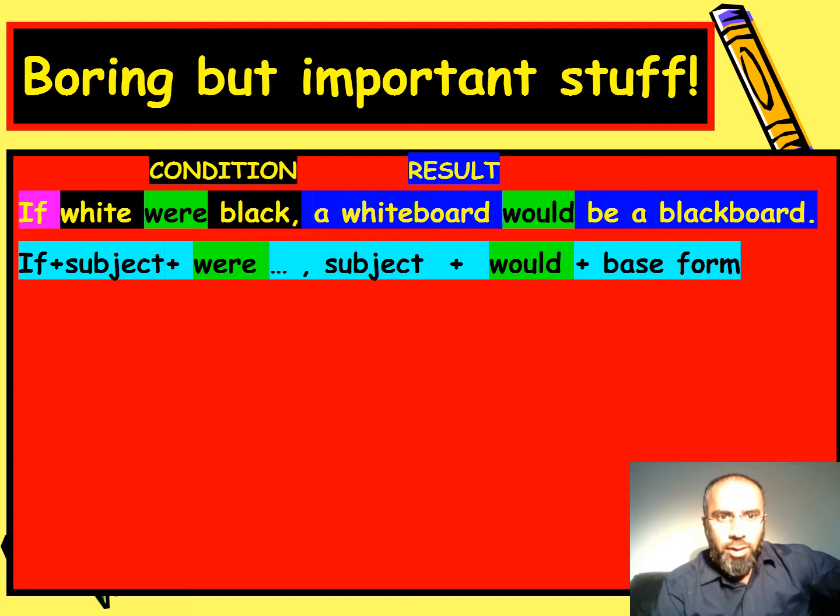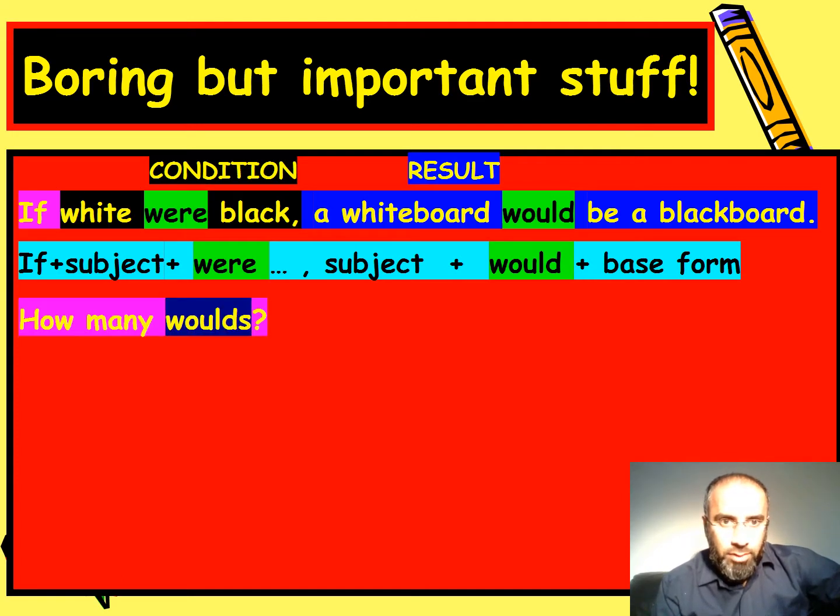So this is the form here: if, and then subject, and then were. Okay, and then we've got a comma, and then subject, and then we use would with the base form. Always base form, no past form, only base form. Okay, so how many woods do we have? Only one wood. If you have used more than one wood, it is wrong. Simple as that.